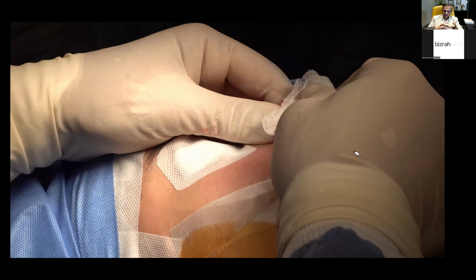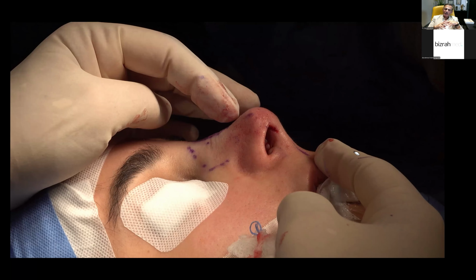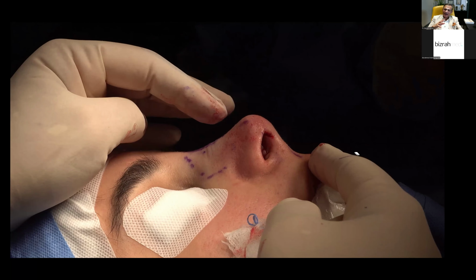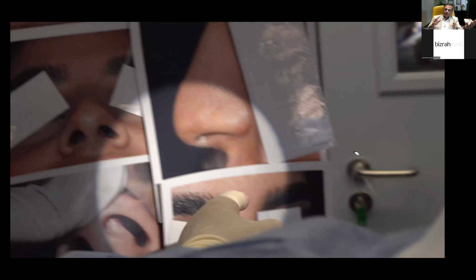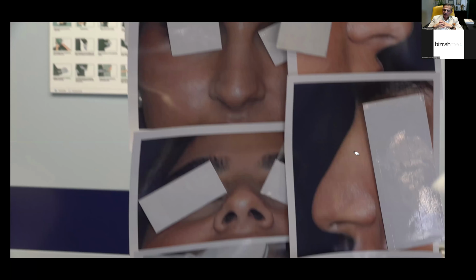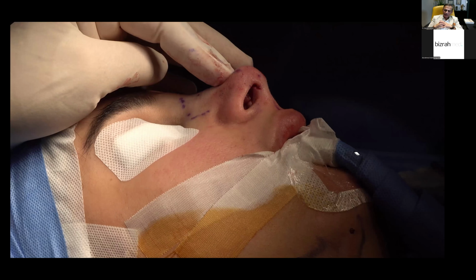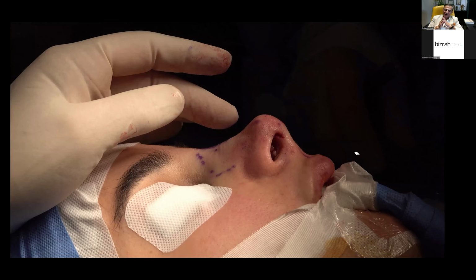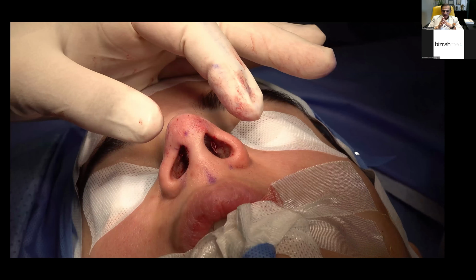You see, very nice profile. Look, extremely nice profile. The transformation of a droopy tip and acute nasolabial angle to an open nasolabial angle. Look at this now: under-projected tip, short columella. Extremely nice tip projection, extremely nice open nasolabial angle, extremely nice profile.